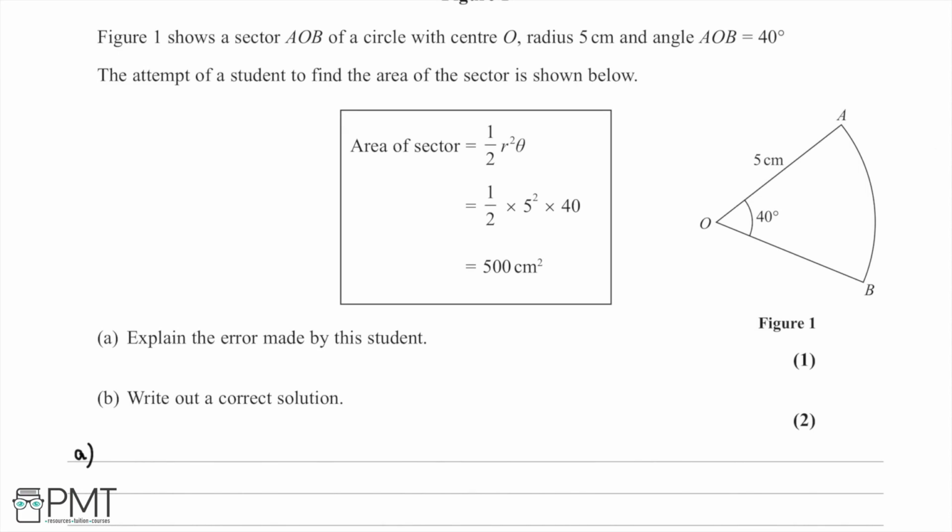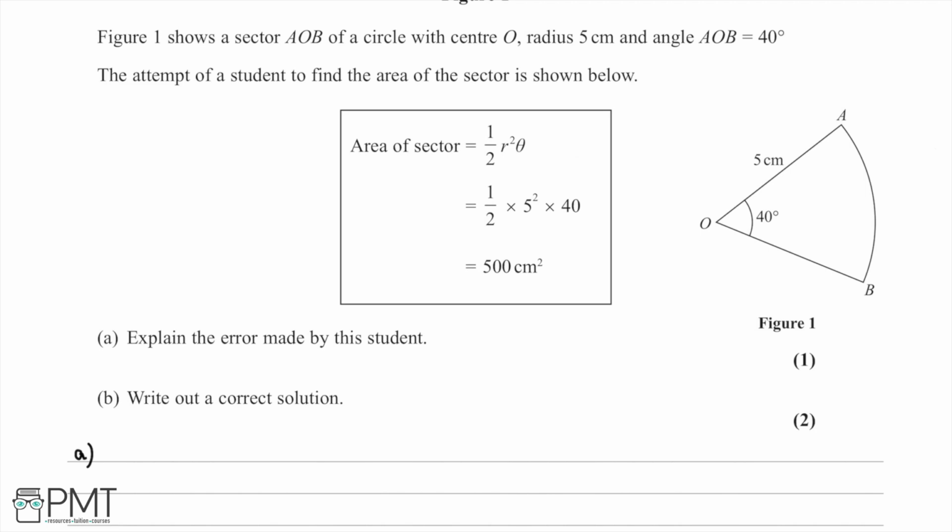So in this question, we're shown figure 1 here, which shows a sector AOB of a circle with centre O, and we can see that the radius of this circle, or this segment, is going to be 5 centimetres, and the angle AOB is going to be 40 degrees. So we're given the attempt of a student where they have attempted to find the area of the sector, and that is given to us in this box here.